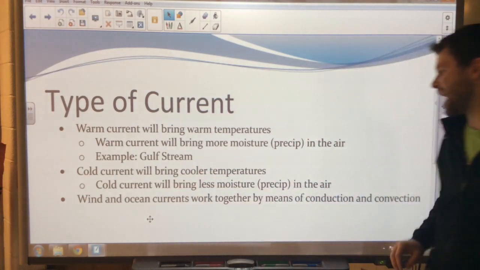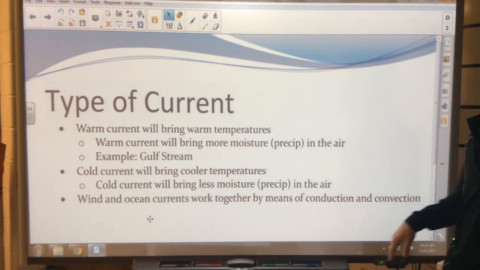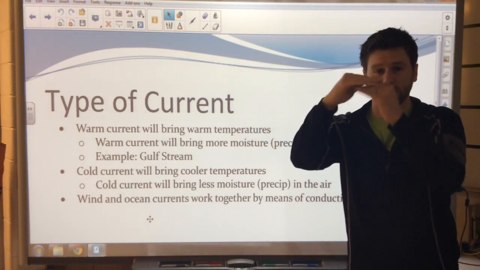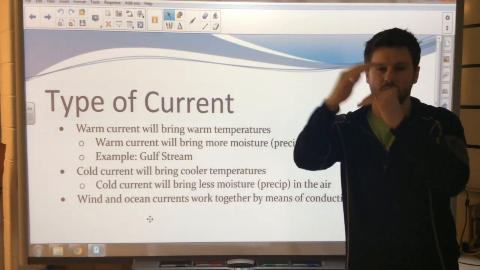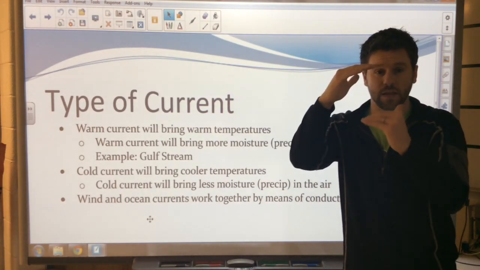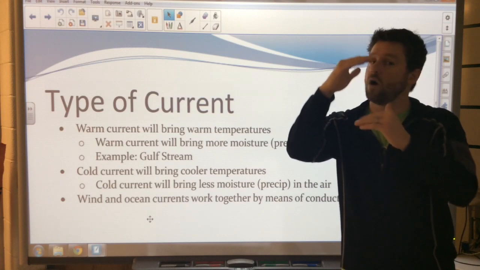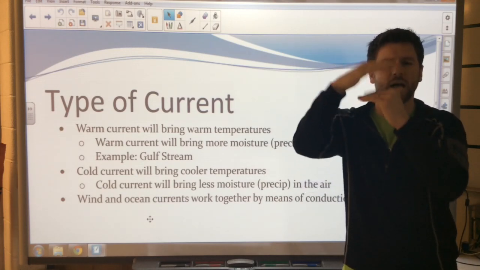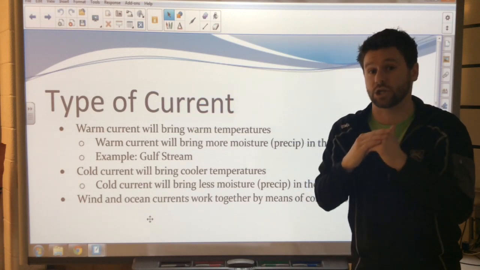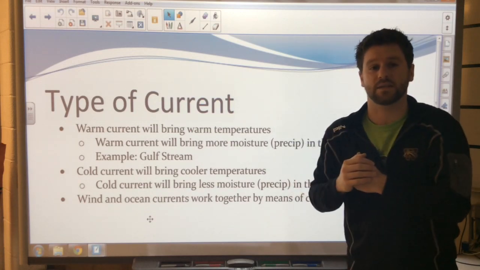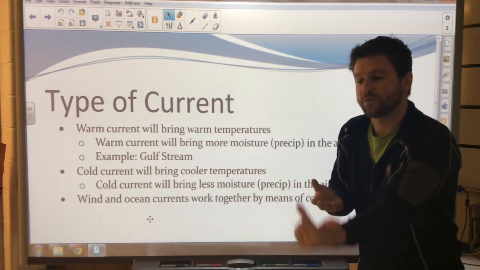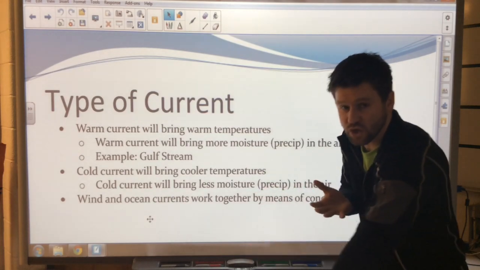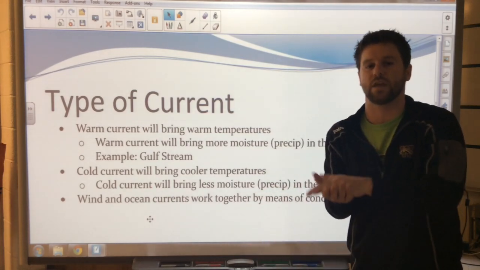Wind and ocean currents work together by means of conduction and convection. Right? The air and the water, they're touching each other. That's conduction. So heat leaves the water and goes to the air, or heat leaves the air and goes to the water. You get both ways because they're touching each other. That's conduction. When you touch a hot pan that's on the stove, the reason that it's hot is because of conduction. The handle's touching the pan, which is touching the stove, and all of that heat transfers to the handle.